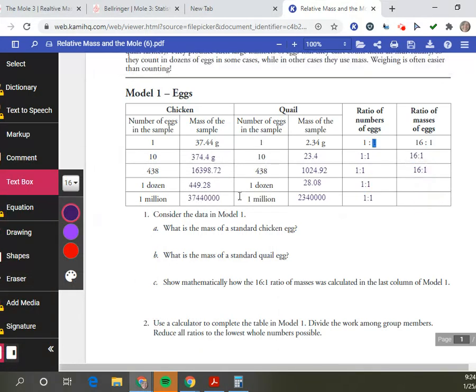Okay. So we'll go ahead and do the dozen, but what do you think is going to come out? What is going to be the ratio when we do 449.28 divided by 28.08?